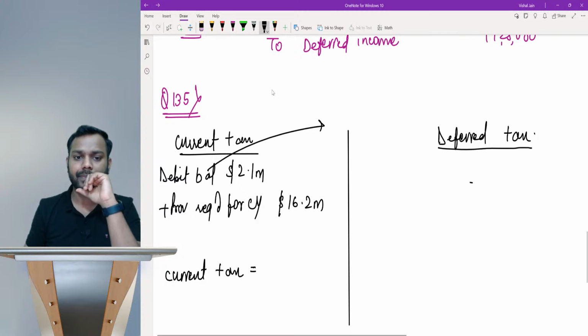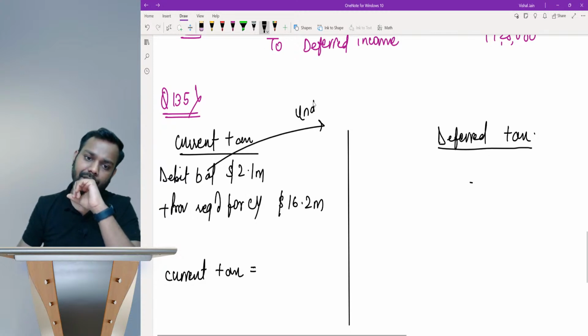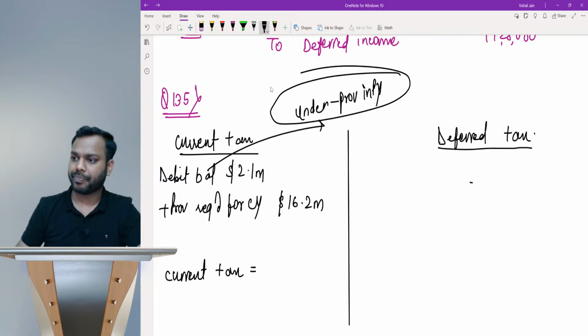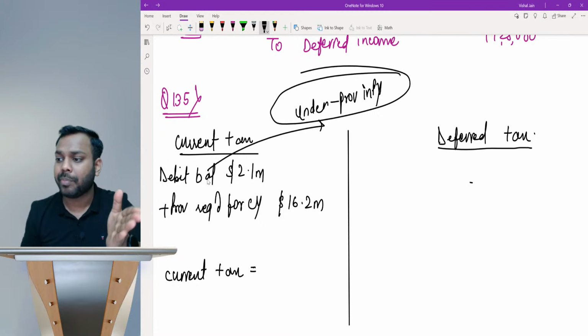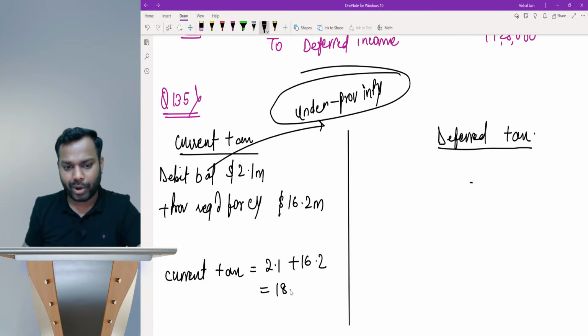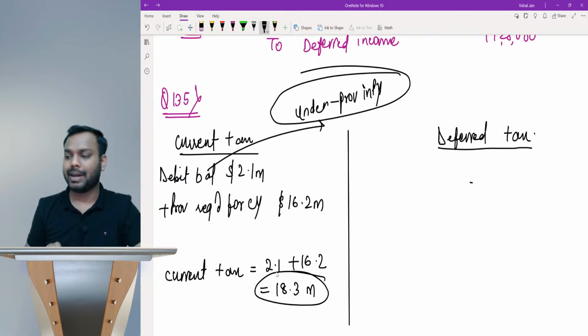Tell me guys. Under provision in previous year, right? Very good, Diksha. Very good, Manav. Now, so what is the amount? Under provision means we have to make a current provision in the current year. So 2.1 plus 16.2 is 18.3 million. 18.3 million is the current tax amount.